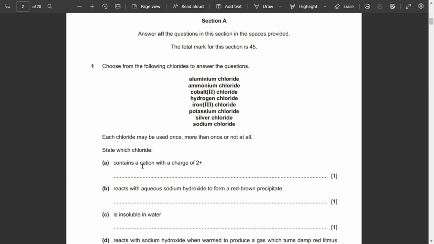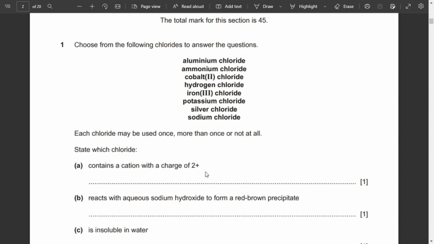Moving on, we basically need to identify the word that matches the information that we have over here. Each chloride may be used once, more than once, or not at all. State which chloride contains a cation with a charge of 2 plus. So aluminium chloride has charge 3 plus, ammonium chloride is again not having 2 plus charge. Then we have cobalt 2 chloride. As we can see, cobalt 2 chloride speaks for itself basically. So we have cobalt 2 plus chloride. So cobalt 2 plus chloride is basically what we need over here. That is, it has a charge of 2 plus.